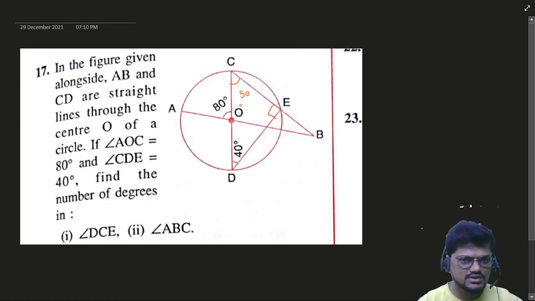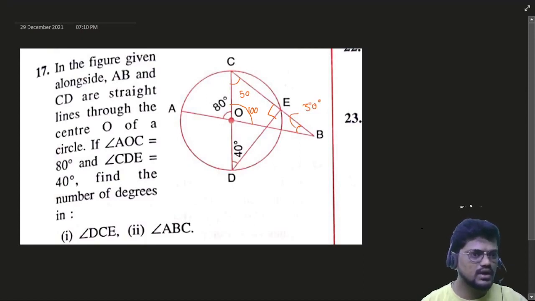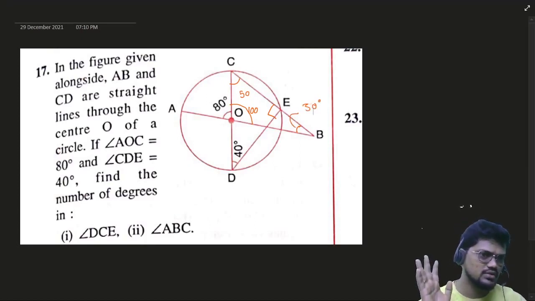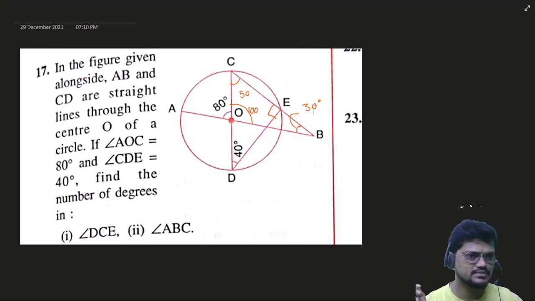See, can you find what this angle is? 30. Yes. If this is 100, then by using the angle sum property in triangle OBC, if this is 50 and this is 100, then it is already 150 and this will be 30. Understood, everyone? You can raise your hands if everything is clear to you, or you can also nod.